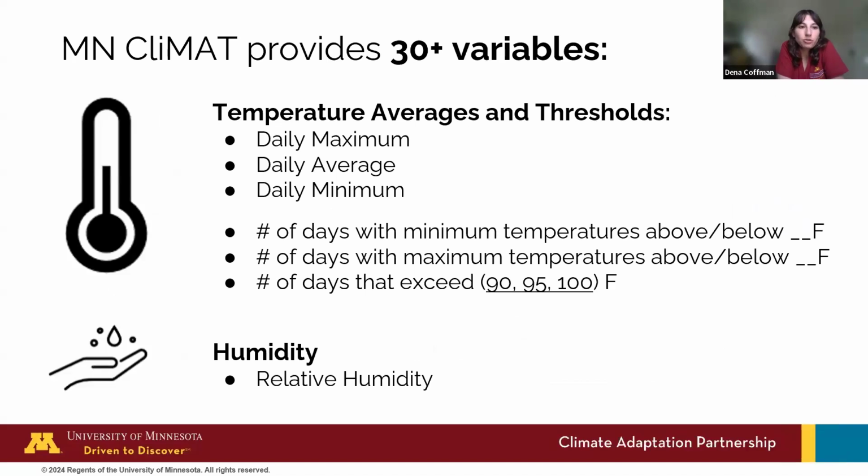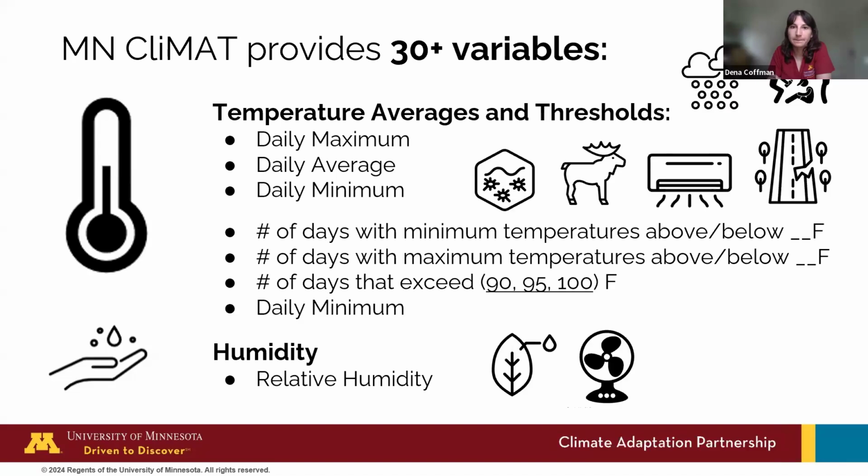MN CliMAT also shows us projections for a number of different temperature variables. So you can look at things like daily maximum, daily average, daily minimum, the number of days with temperatures above or below a certain temperature threshold, such as below freezing or sub-zero temperatures. And you can also explore the number of days at 90, 95, and 100 degrees, so those really hot heat threshold days, as well as relative humidity.